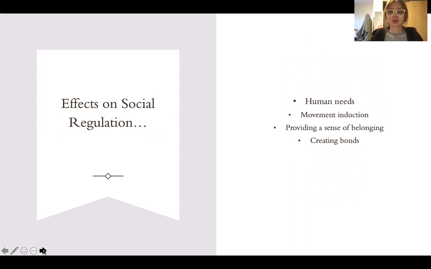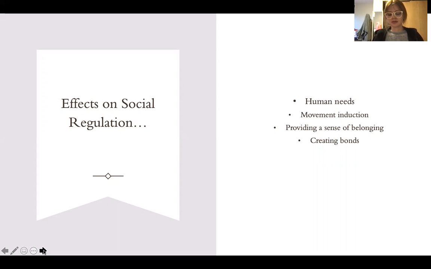Effects on social regulation. Human beings have an innate need to be social, and music seems to help make achieving that need a lot easier. And music can trigger movement induction or dancing, which is like head bopping, foot tapping, anything like that. And these movements indicate social activity.